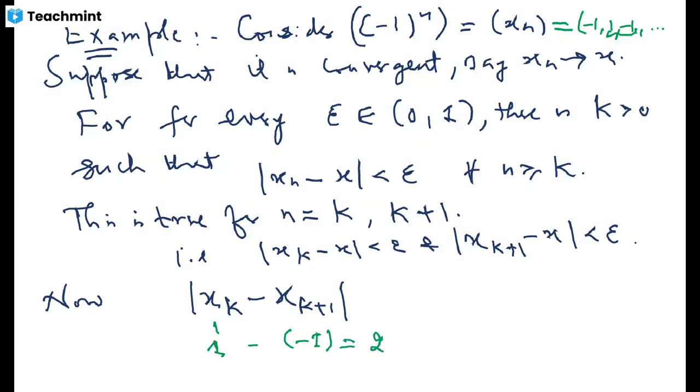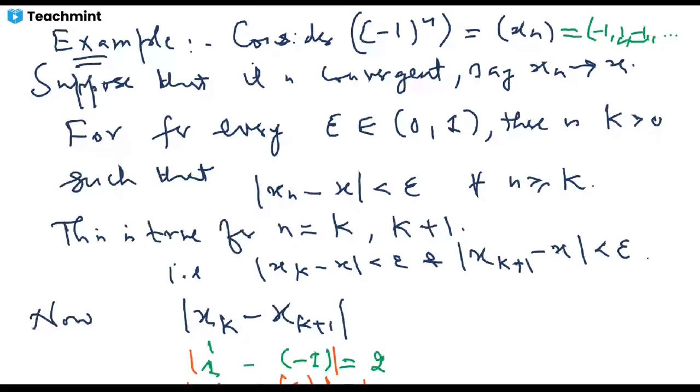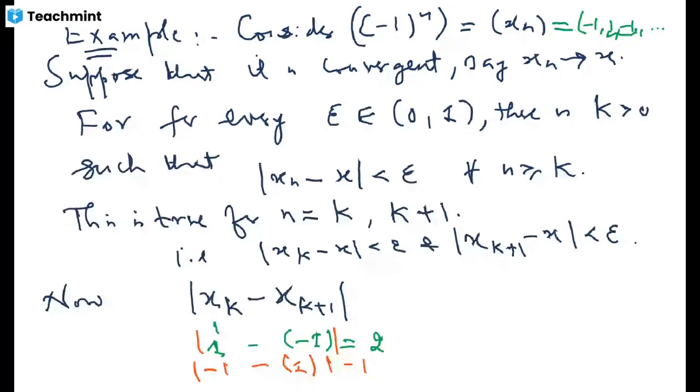And in the other possibility, when the kth term is minus 1, then its next consecutive term has to be 1, and then you will have this modulus again of minus 2, and minus 2 is again 2. So whatever situation you take, this distance is always going to be equal to 2.